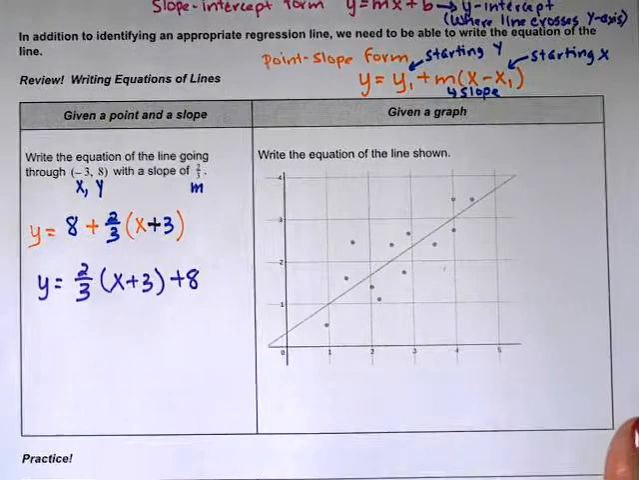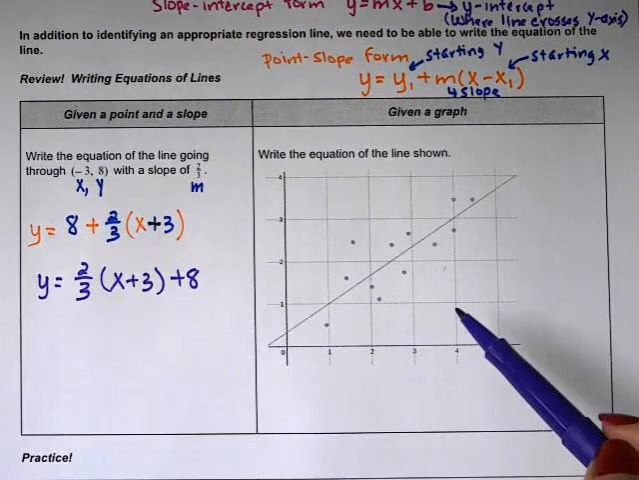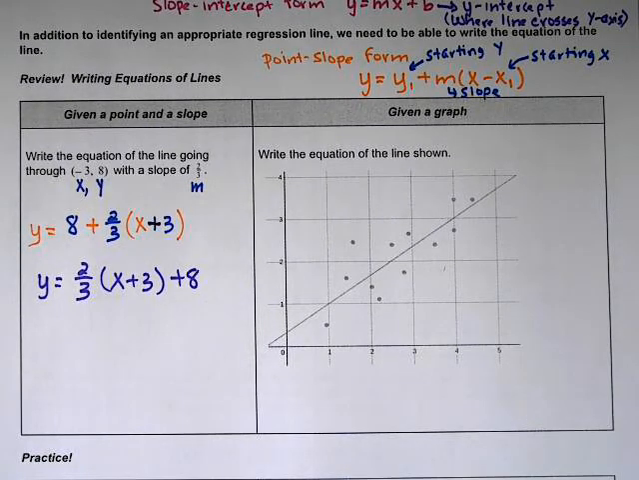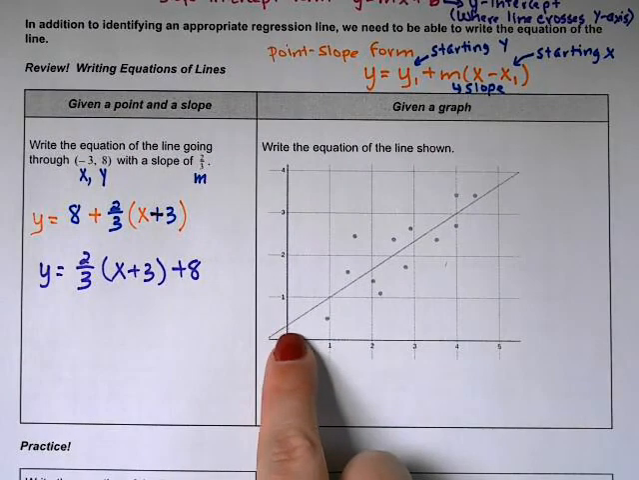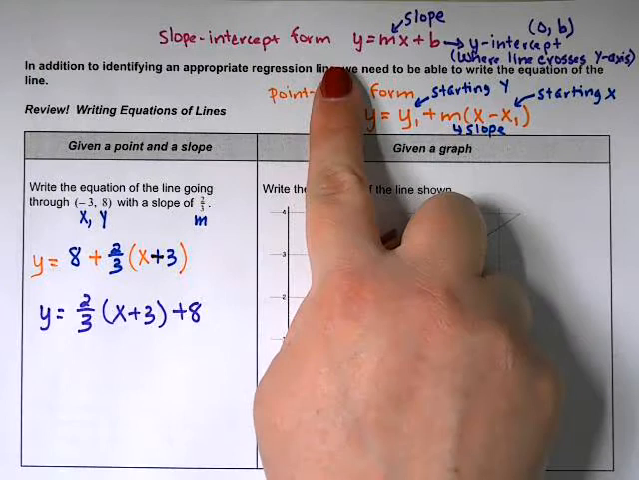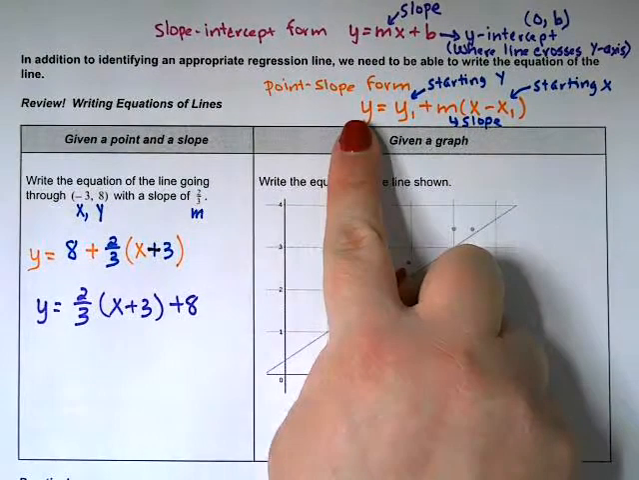All right, let's talk about how to write the equation from the graph, excuse me. So we need two things still. We still need the starting point, and we need the slope. If we look at this graph, it crosses the y-axis right here, and we don't really know exactly what that point is. So we're not going to want to use slope-intercept form. We're definitely going to want to use point-slope form instead.